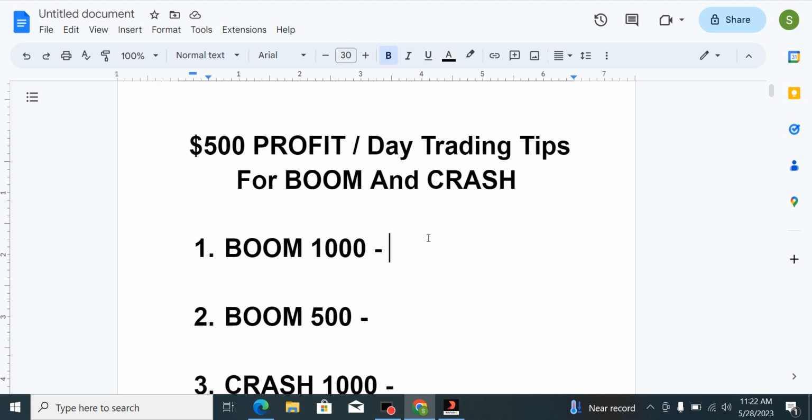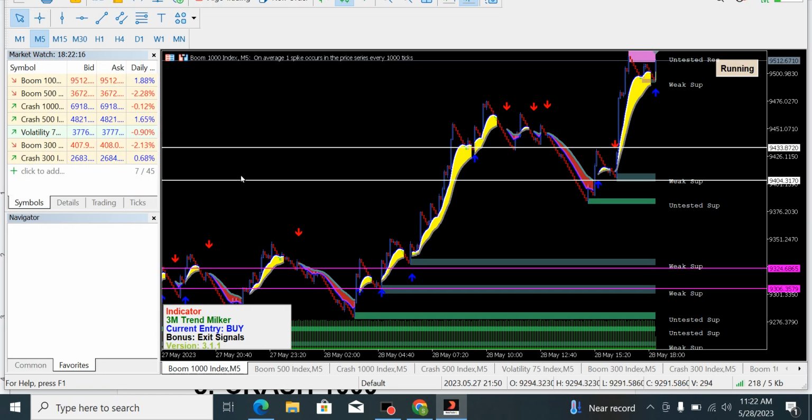Now let's go straight into what we have right here, starting with Boom 1000. Okay guys, this is Boom 1000. I'm on the 5-minute time frame and I'm using the 3M trend Milka trading indicator, and of course we will be checking it out right away. Right from this support zone, it started the buy trend and got to this resistance zone but was unable to break out above it, so it went back on downtrend.